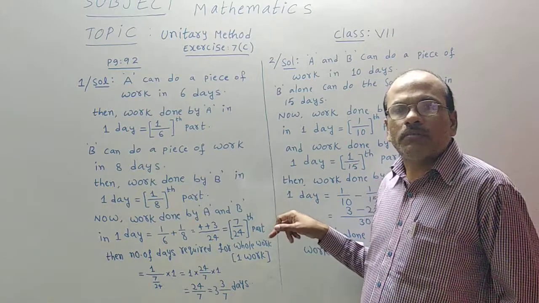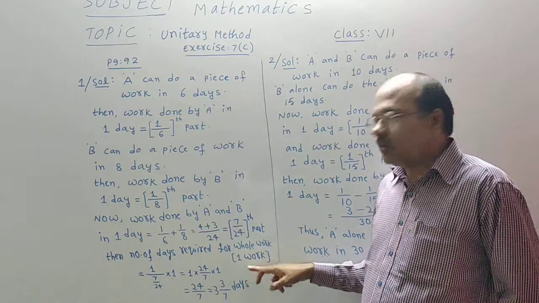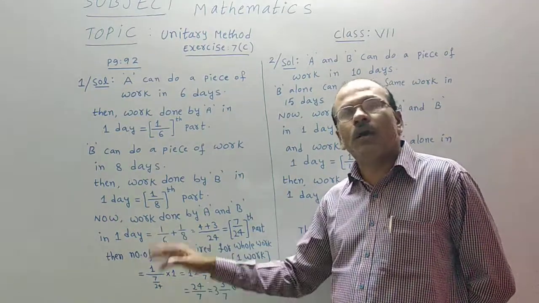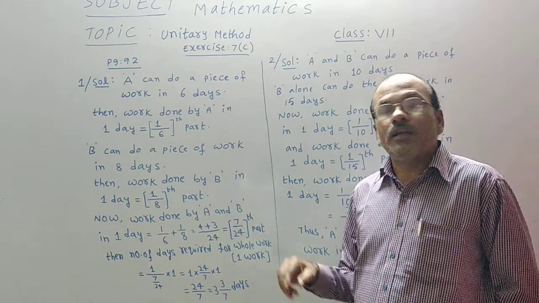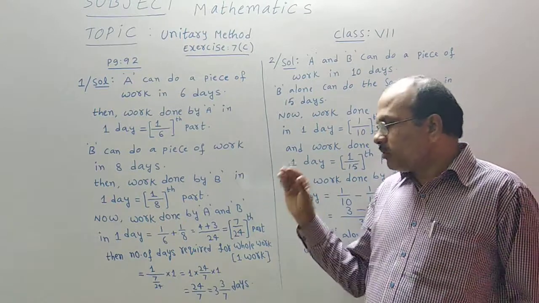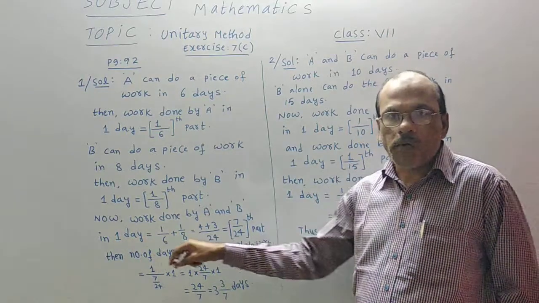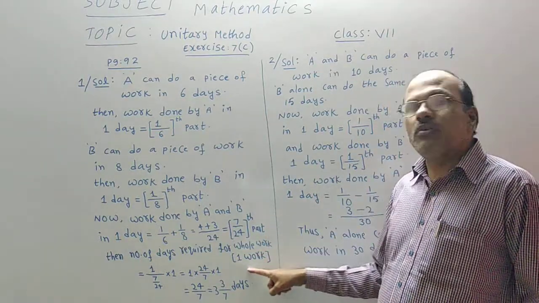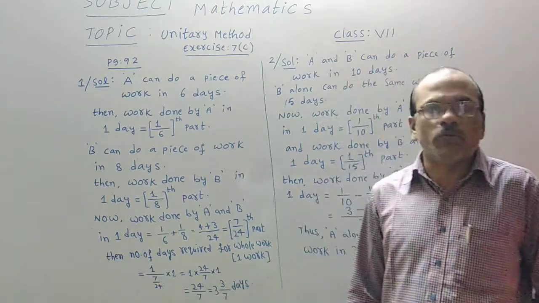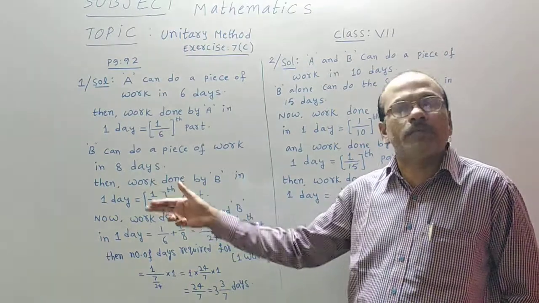7/24th part of the work will be finished in 1 day, and they want to finish one full work. For that, how many days of time are required? Is it more than 1 day or less than 1 day? Definitely more than 1 day, because only 7/24th part is finished by A and B in 1 day. In that case, to finish the whole work they need more than 1 day. Yes or no?